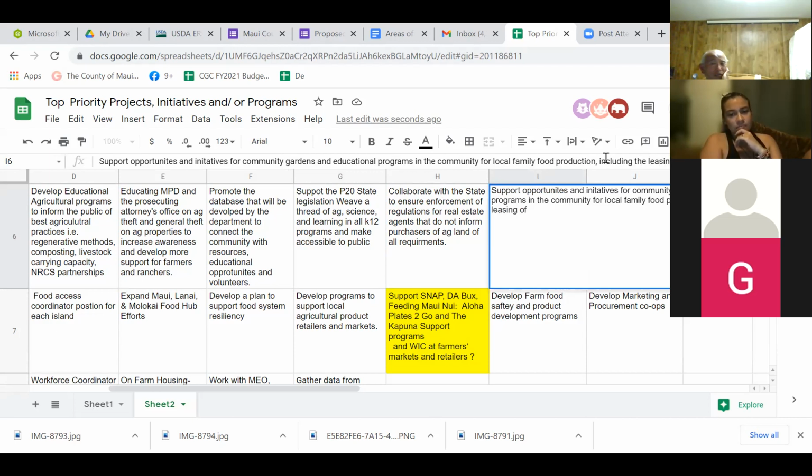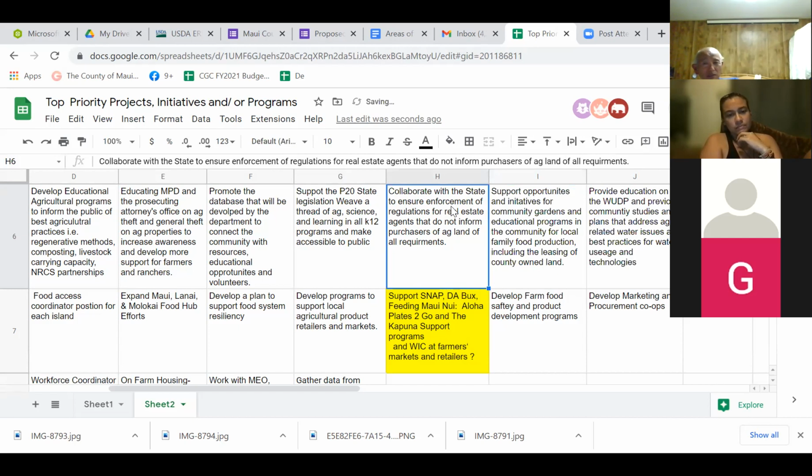I think the communities are nice too. Hali'imaile is not a school. Okay, so I could just put including the leasing of county-owned land. Yes. Great. Even state land, there's little pieces of state land here and there. That's a good idea. Change county to government.